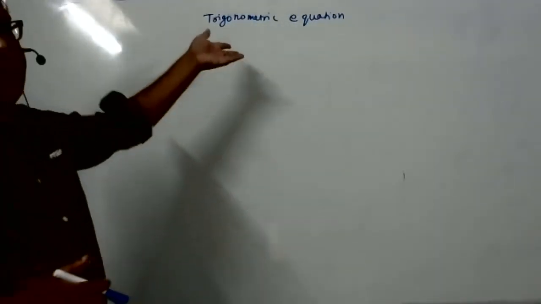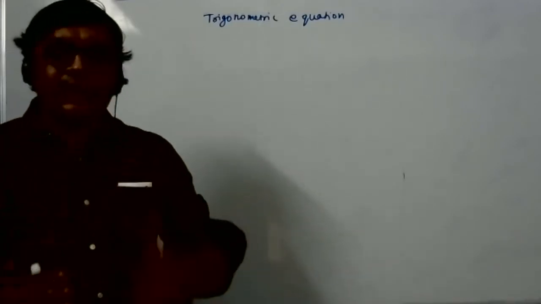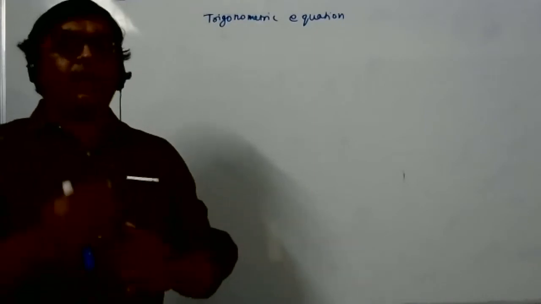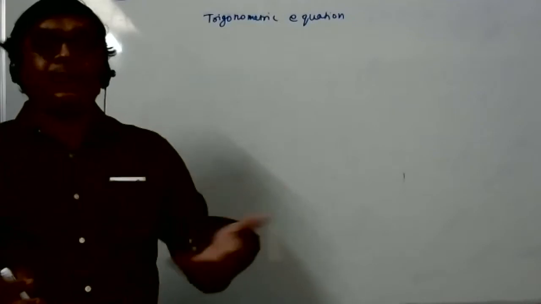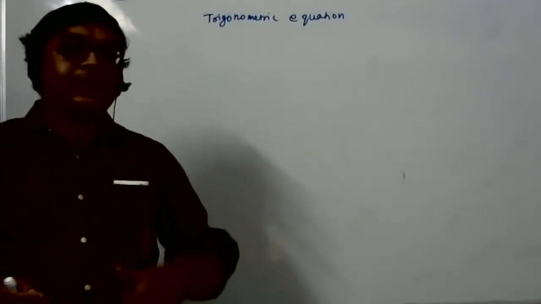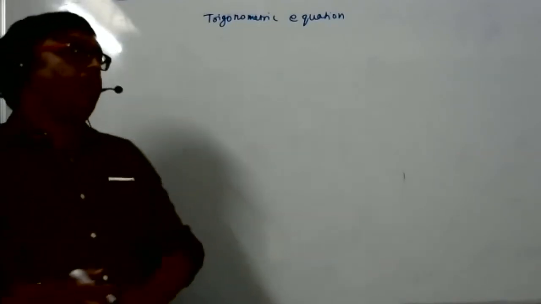Already I have given you the definition, I will tell it orally. A trigonometric equation is an equation in which a trigonometric function behaves as the variable. An equation having a trigonometric function as the variable is known as a trigonometric equation.